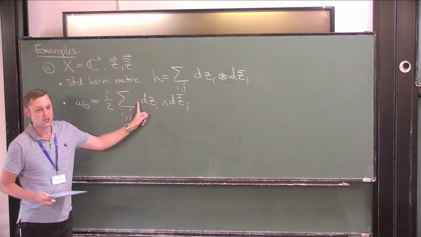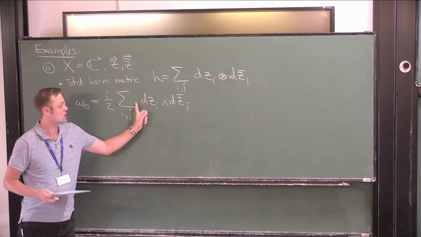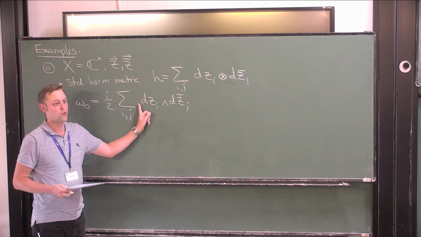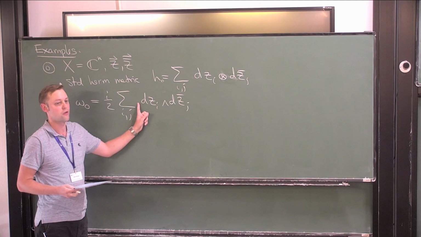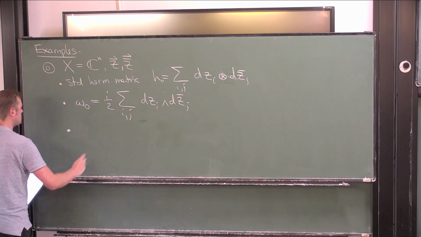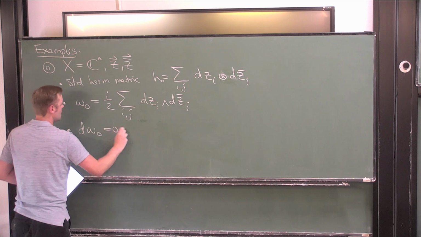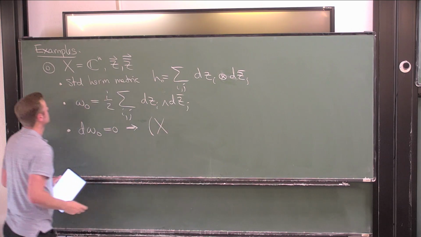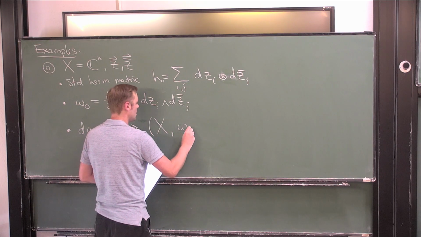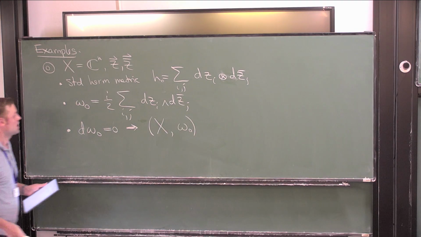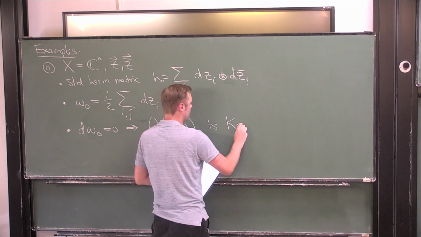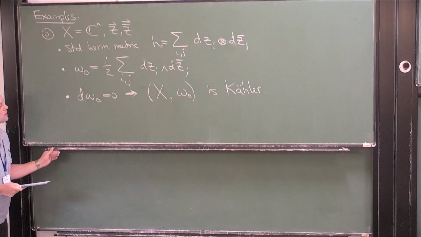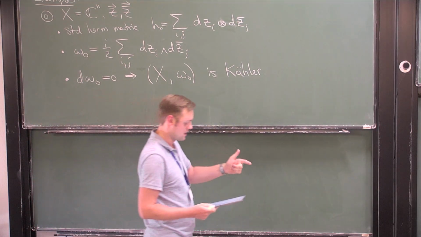So because the coefficients in front of all the dz_i wedge dz_j are all 1, those PDEs that I wrote down for closedness of omega are obviously satisfied, because a derivative of any h would be 0. So that means that this manifold, which is the Euclidean space, with the standard Kähler form, is Kähler. So it's a complex manifold, it's Kähler.